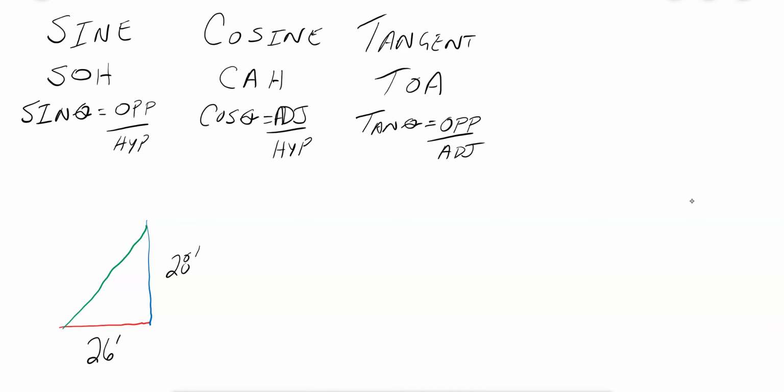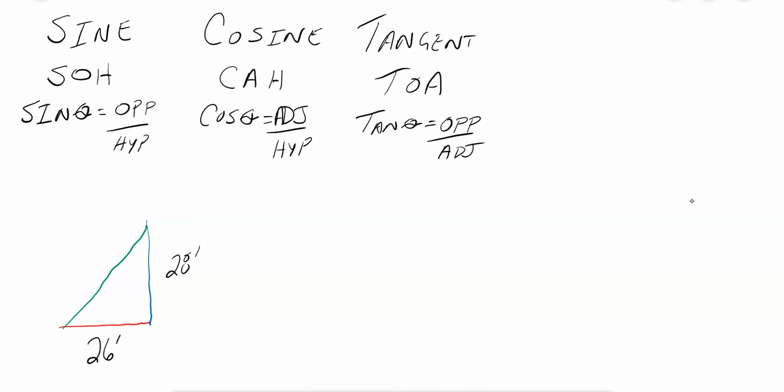I like to look for little tricks to help me identify the right answer. So here's one. If the altitude is larger than the base, this angle here is going to be greater than 45 degrees. And if all of our angles in the triangle equal 180 degrees, and this one is 90, and this one is greater than 45, it means that this angle here has to be less than 45 degrees.